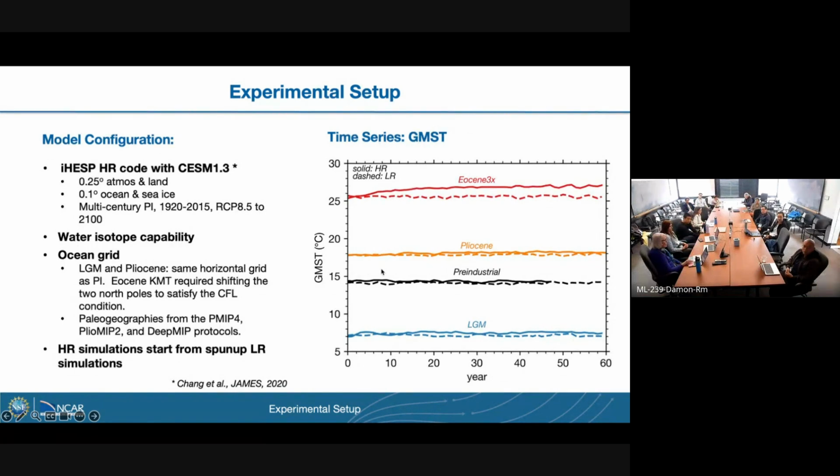And this just shows you an illustration of the spin up for the LGM, pre-industrial, Pliocene, and the Eocene 3X in the high res, solid, and the low res we started from. And you can see they're relatively well spun up in terms of global mean temperature in 60 years. The 3X is a little bit warmer, maybe about a degree or 2, though looks relatively stable by the end of 60 years.